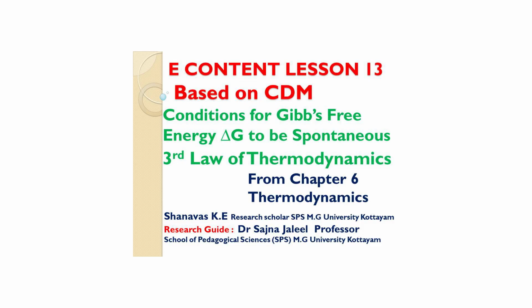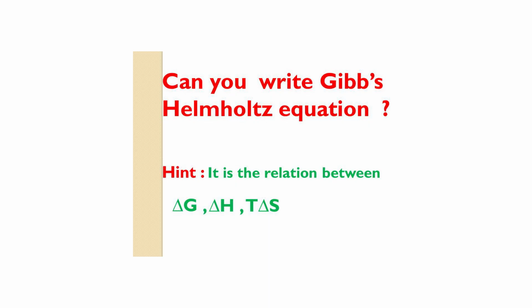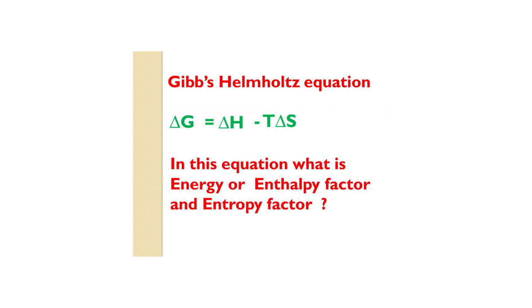Let us learn. Today we will learn about delta G, the Gibbs free energy, the condition for a process to be spontaneous, and the third law of thermodynamics. Can you give the famous equation, the Gibbs-Helmholtz equation? What is the relation between delta G, delta S and delta H? By connecting them, we get the Gibbs-Helmholtz equation, that is, delta G is equal to delta H minus T delta S.